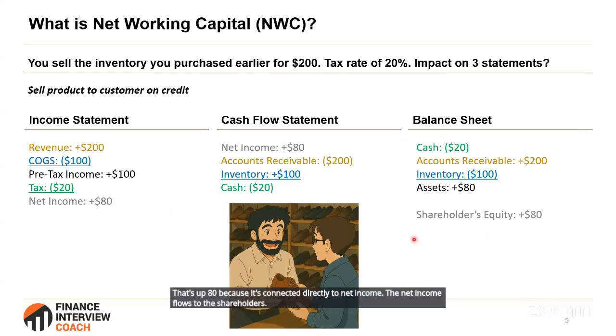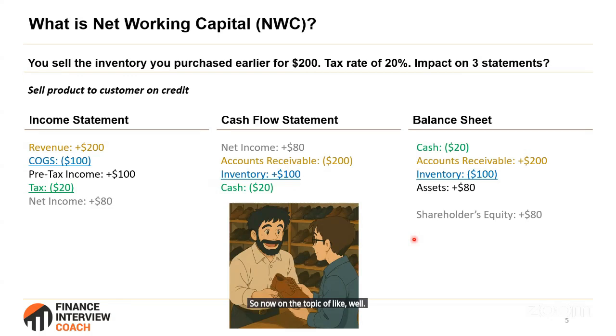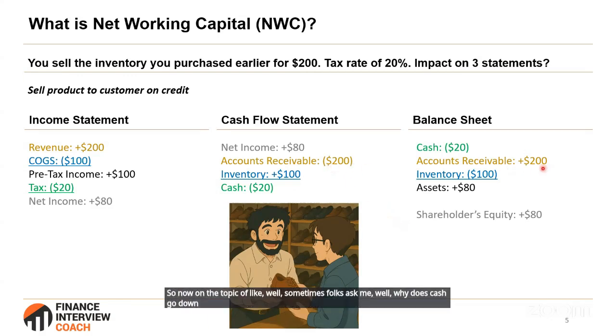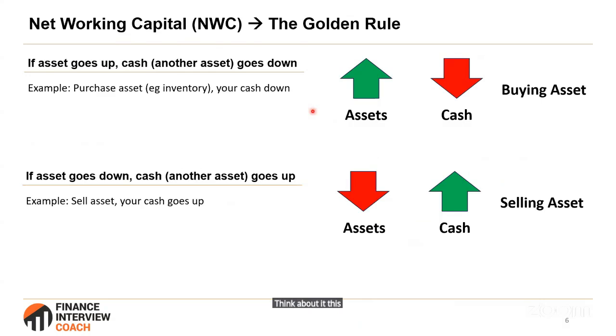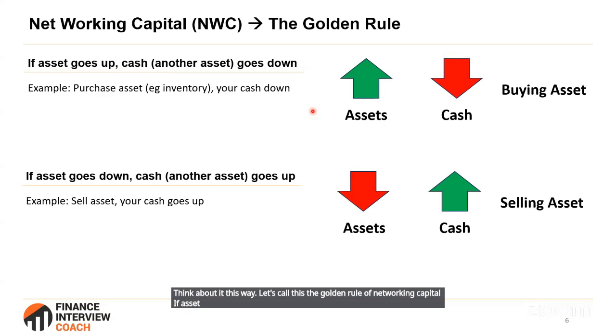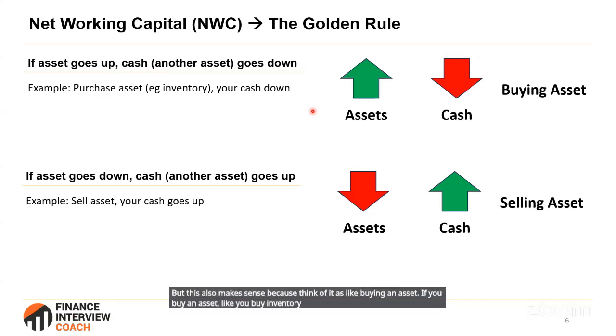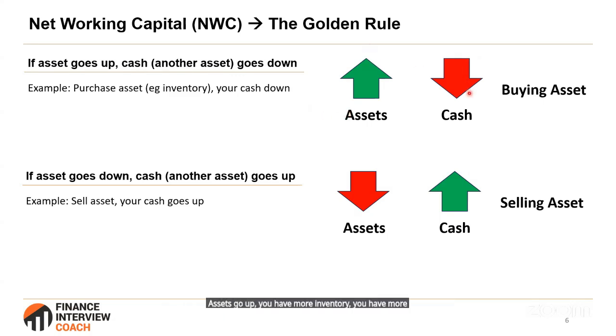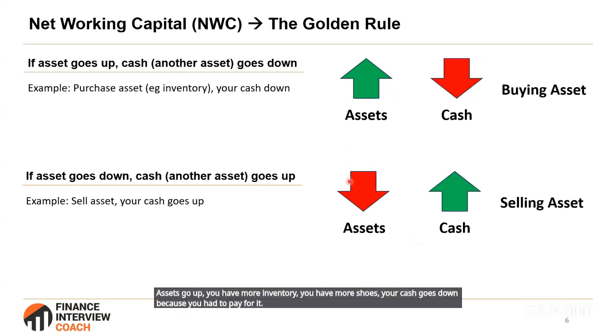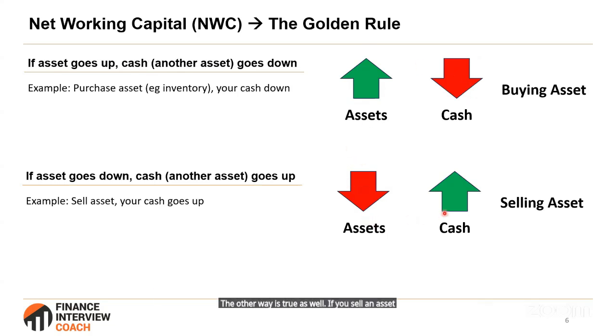So on the topic of, sometimes folks ask me, why does cash go down if the asset goes up? Think about it this way. Let's call this the golden rule of net working capital. If an asset goes up, cash, which is another asset, has to go down for the balance sheet to balance. But this also makes sense because think of it as buying an asset. If you buy an asset, like you buy inventory, you buy shoes, your assets go up, you have more inventory, you have more shoes, your cash goes down because you had to pay for it. The other way is true as well. If you sell an asset, your asset will go down and you will receive cash for that asset. So cash is a way to finance that asset.